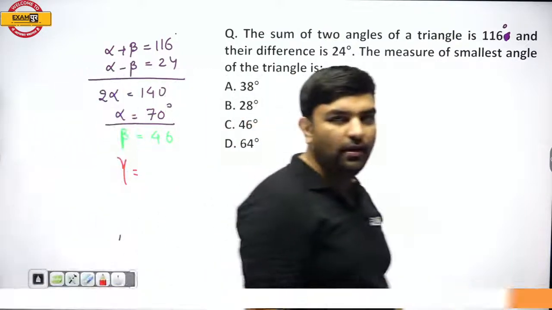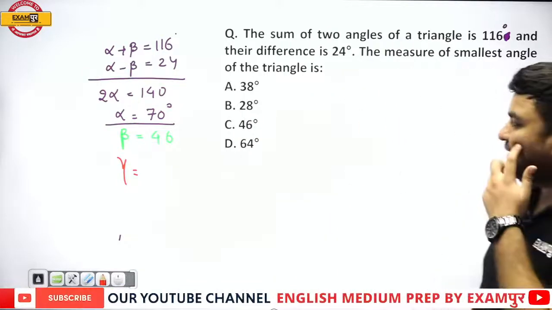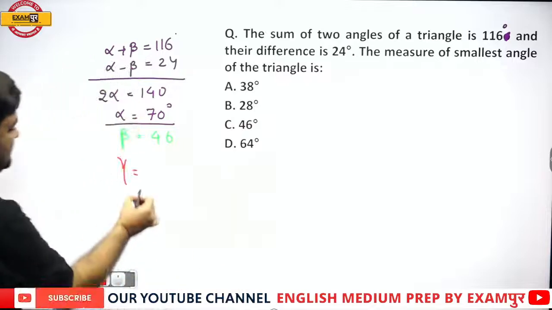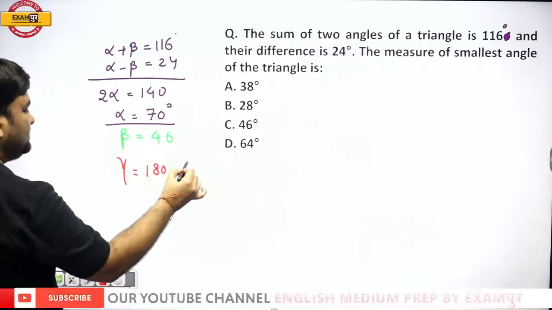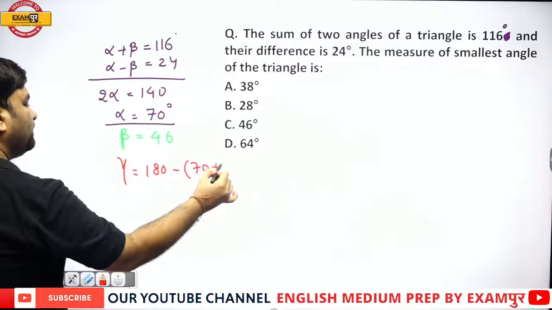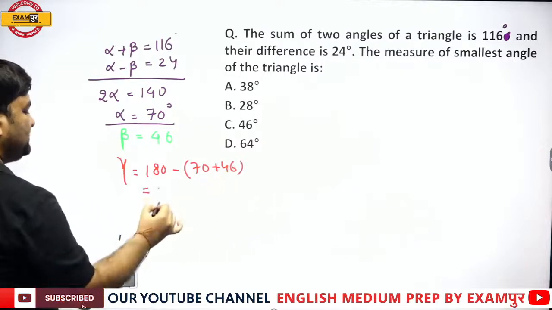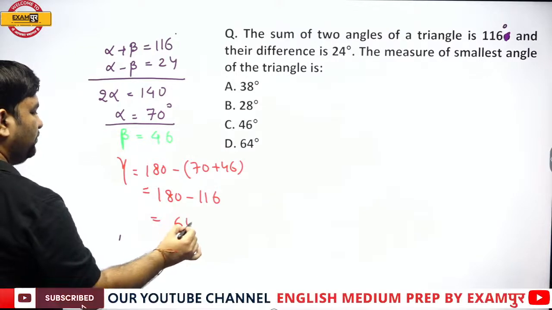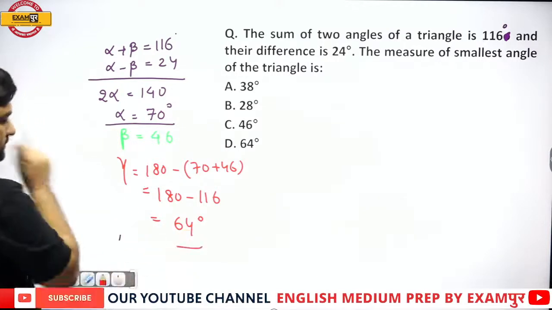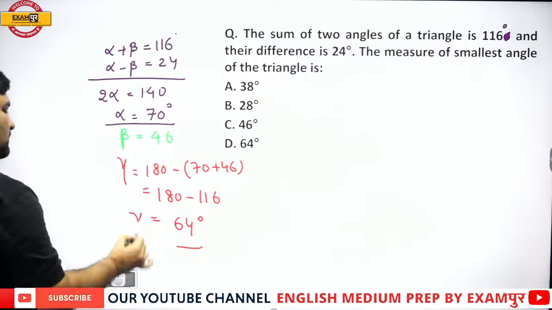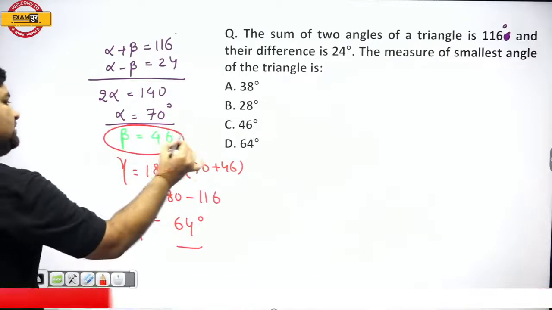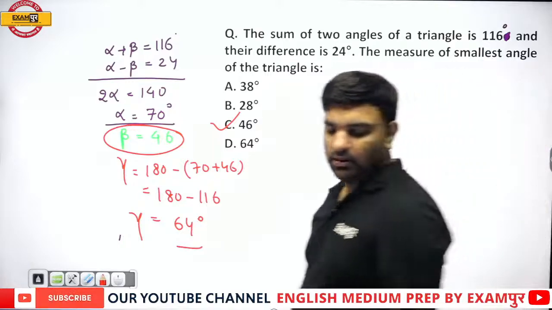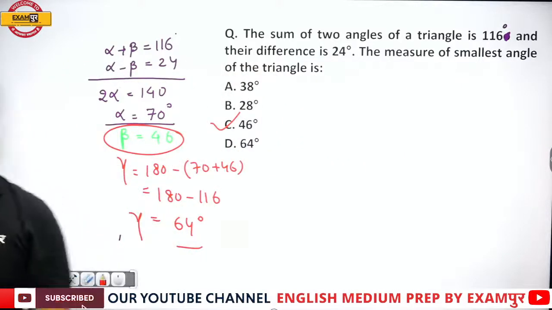Since it is a triangle, the third angle is 180 minus the other two, which is 180 minus 116, 64. Which is the smallest? Beta is the smallest. Gamma is not the smallest, beta is the smallest.